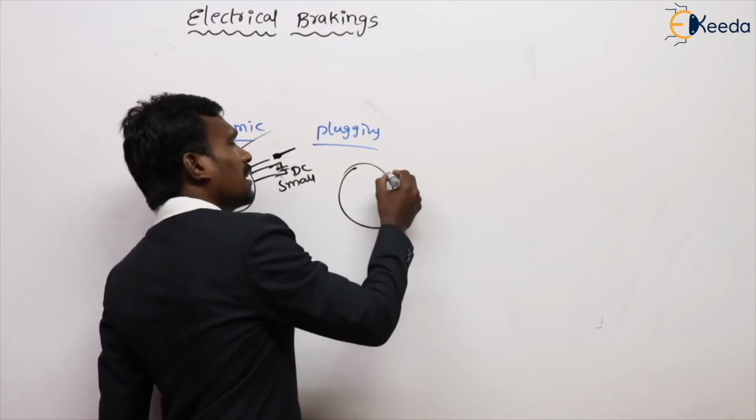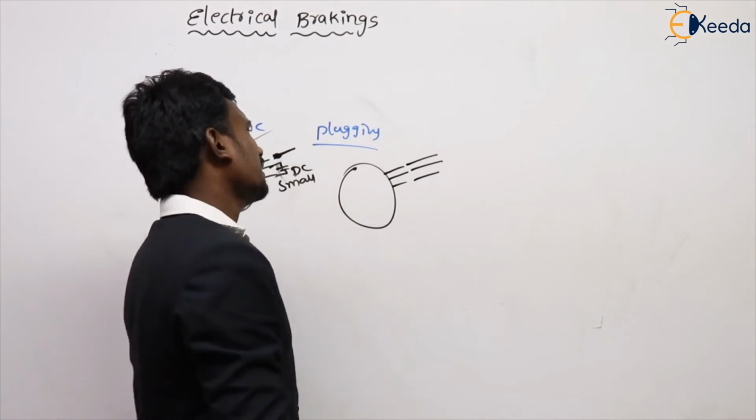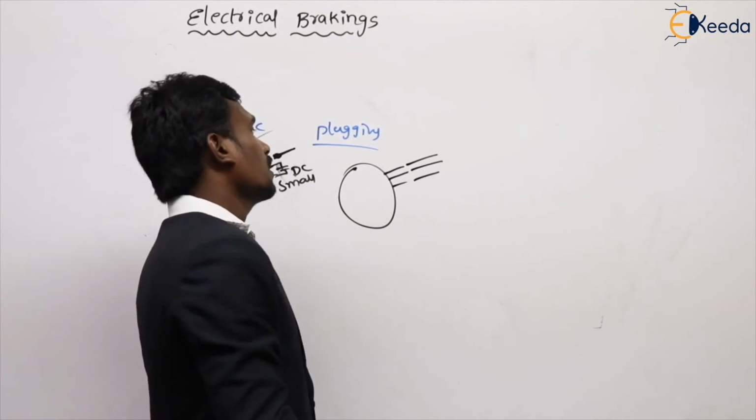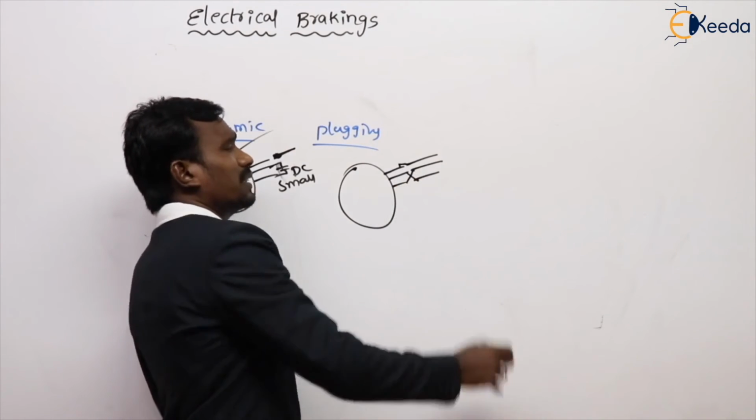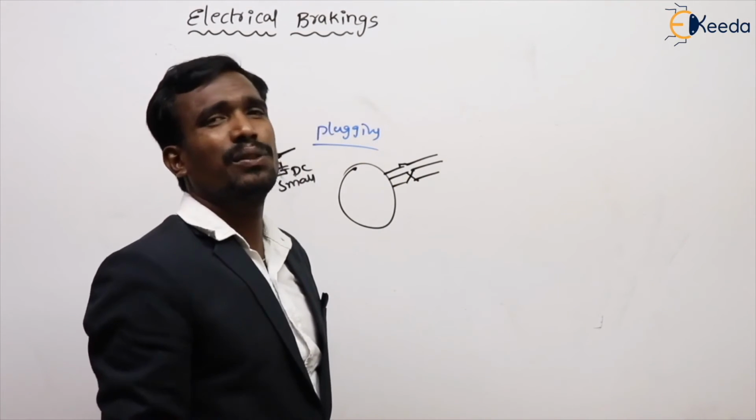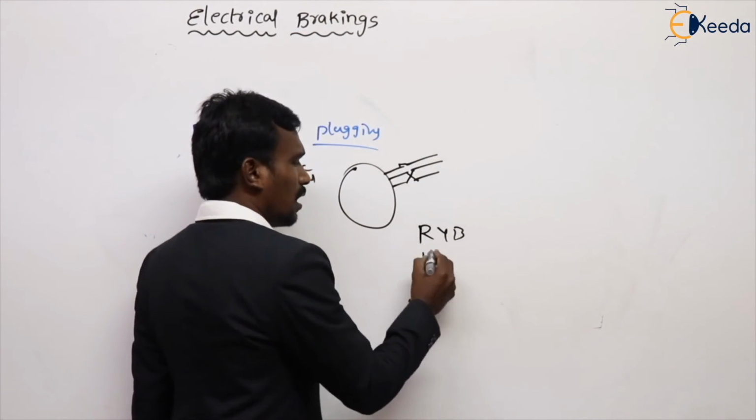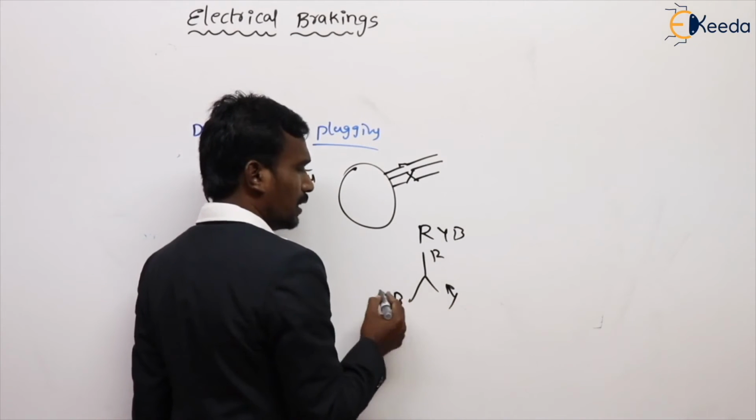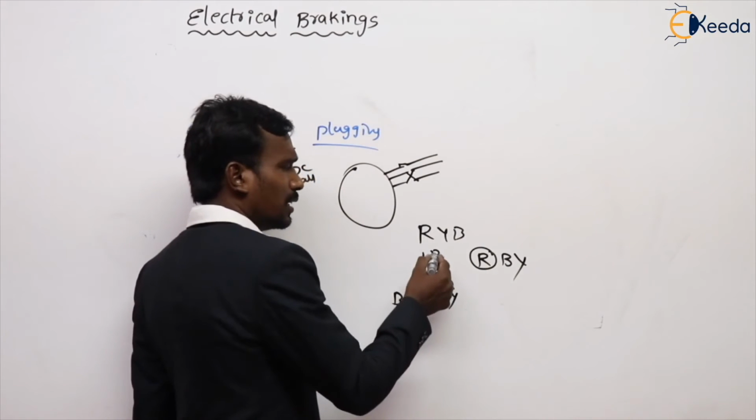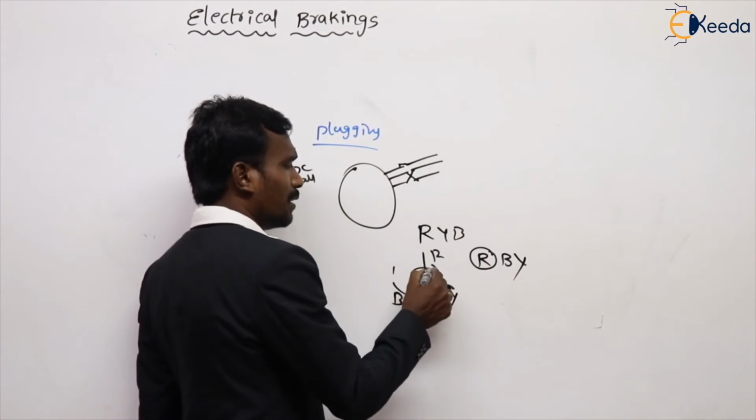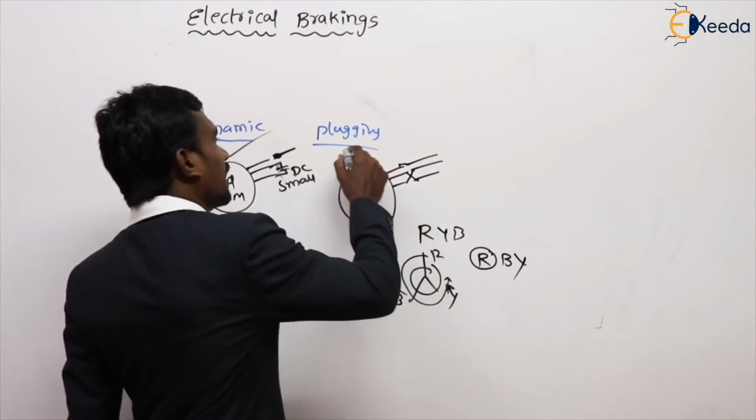What about plugging? Can you tell me? Actually, it is like this. Three-phase AC supply is given to the induction motor, but for plugging, reverse the phase sequence. Reversing the phase sequence is nothing but reversing any two phases. Yes or no? RYB actually. Reversing is nothing but R stays the same, but B and Y are reversed, giving RBY. So like this, by changing the phase sequence, we can apply plugging.